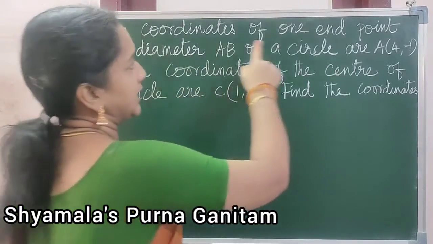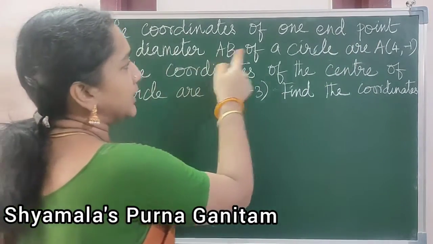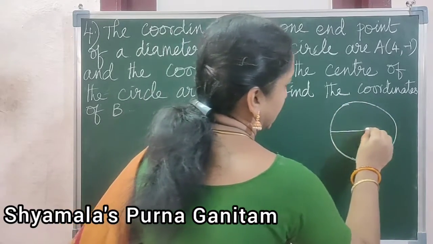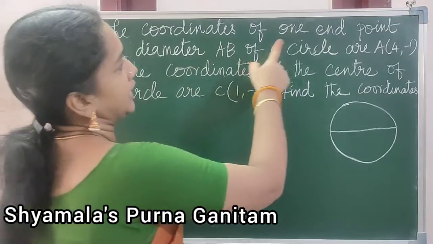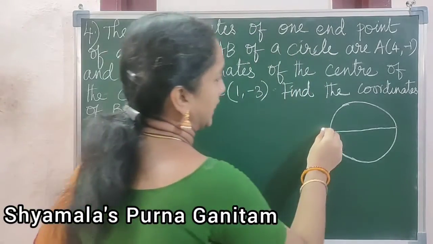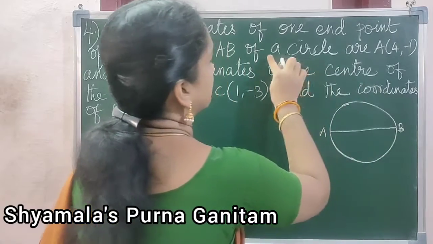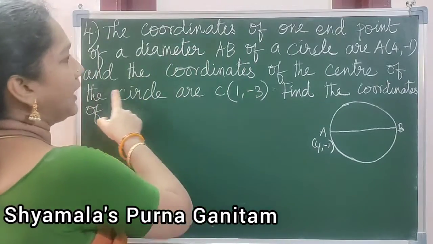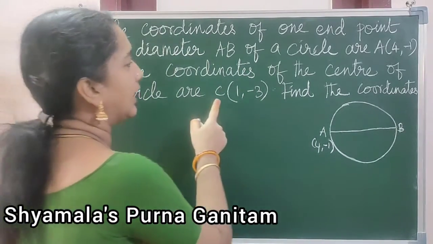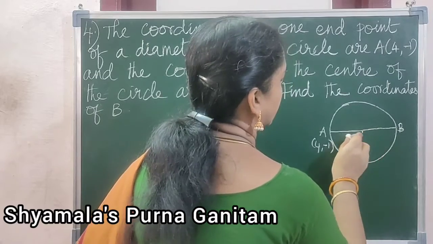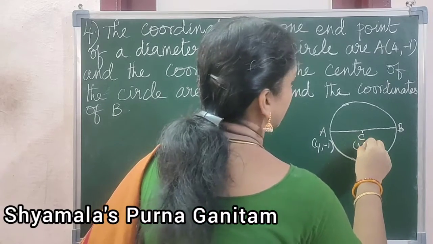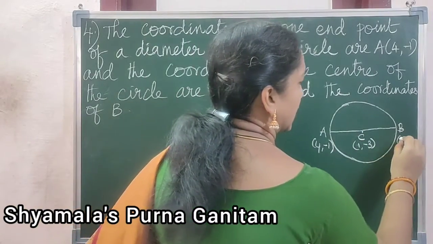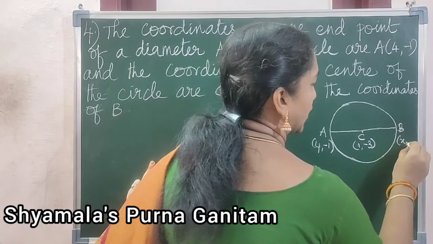Fourth sum: the coordinates of one end point of a diameter AB of a circle. So we'll draw a circle. Diameter is also mentioned in the question. So the coordinates of one end point of the diameter AB of a circle are 4, minus 1. And the coordinates of the center of the circle C are 1, minus 3. Find the coordinates of B.